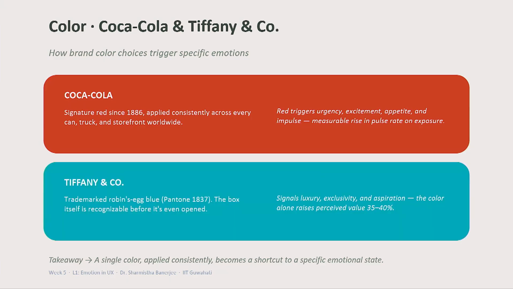Similarly, Tiffany and Company have trademarked Robin's Egg Blue, which is the name of the color. The box itself is recognizable, even when opened, because of this special color. This particular color signals luxury, exclusivity and aspiration. So the color alone raises perceived value by 35 to 40%.